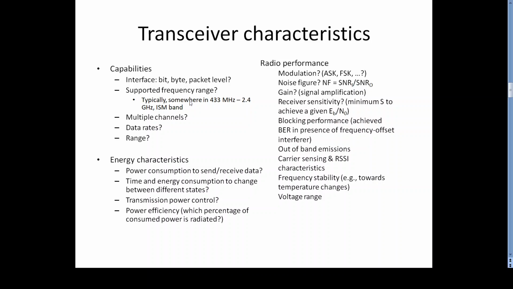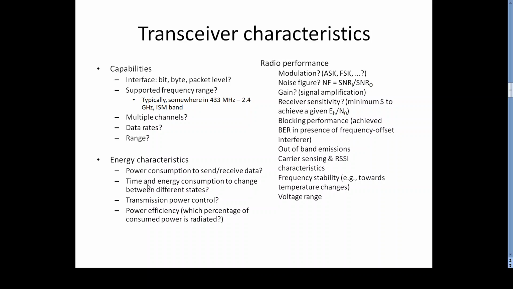For instance, the supported frequency range typically used in WSN is somewhere from 433 megahertz to the 2.4 gigahertz ISM band. And we also need to consider the energy characteristics. What is the power consumption to send or receive data?